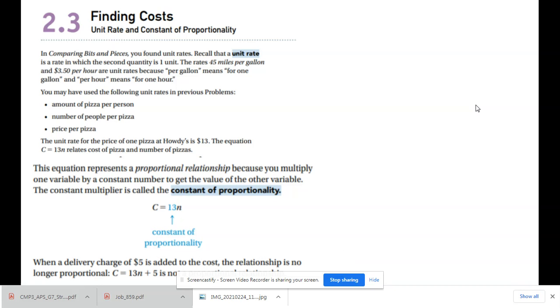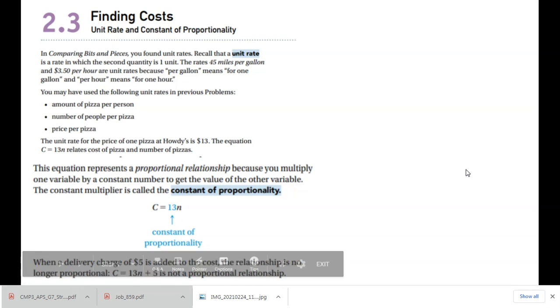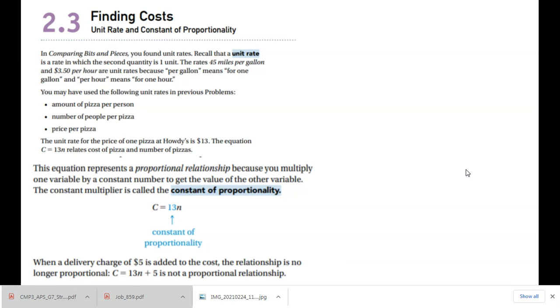Then, when you have a delivery charge added, as we did in yesterday's problem, you want to show that in the equation as plus 5, right? So then the relationship is no longer proportional because every time you have to add that $5. So that would be cost equals 13N plus 5. It is not a proportional relationship because of the plus 5.